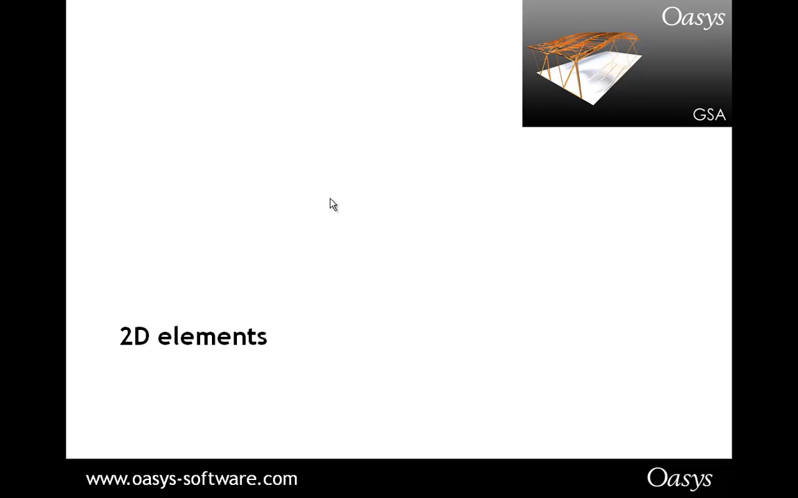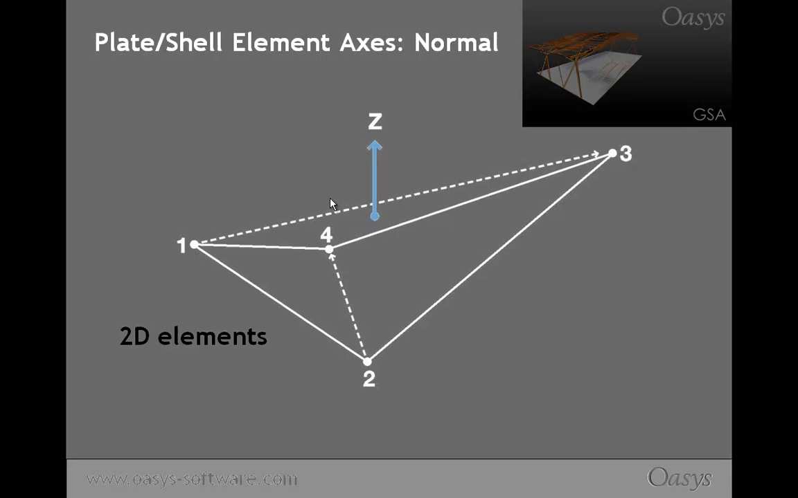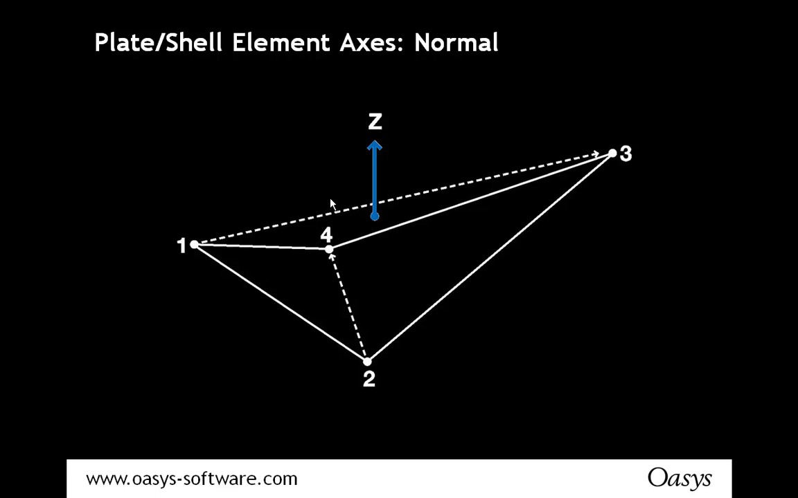Okay, that's 1D elements. Now, 2D elements. The axes on 2D elements are slightly more complex than 1D elements because you've got more points to play with. First of all, the local z-axis, the upward direction of the elements, is defined by taking the two diagonals, then using the right-hand rule. If you go anti-clockwise around the nodes, the z will then be upwards.